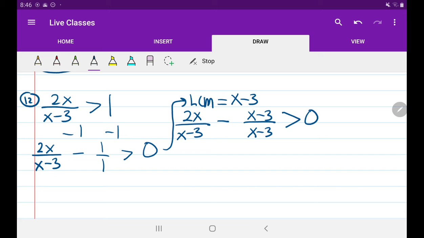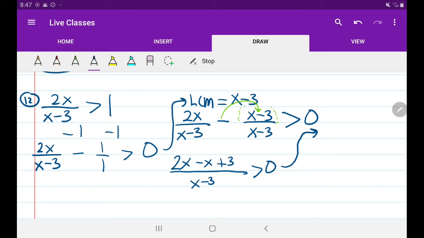Now, what we can do is go ahead and combine things. So this is going to turn into, and this is tricky, you have to imagine parentheses around this, and that means you're going to have to distribute that negative. So if we turn this into one rational expression, we're going to have 2x minus x plus 3 all over x minus 3, and then that's greater than 0. So if we take this one step further to simplify, well, 2x minus x is a positive x, so I have x plus 3 over x minus 3 is greater than 0.